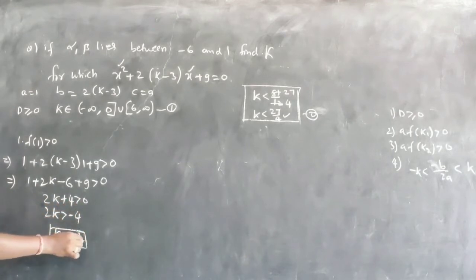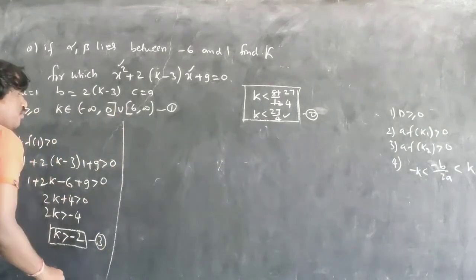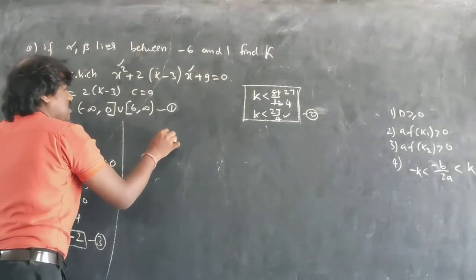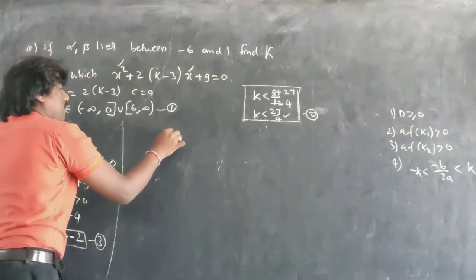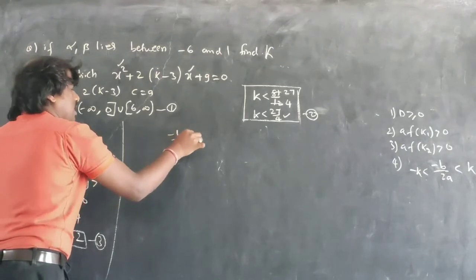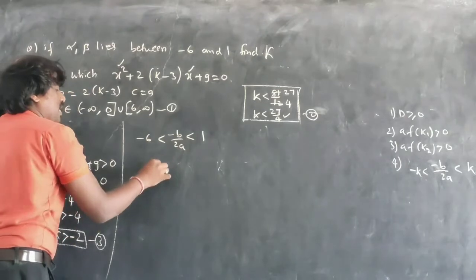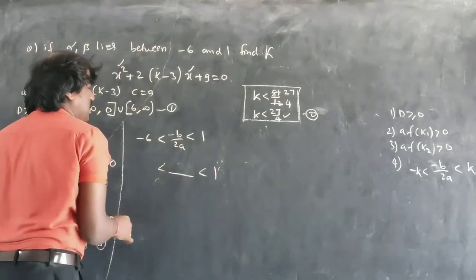This is what I am getting, option 3. Now go for case number 4. What is case number 4 here? Case number 4 is: minus b by 2a lies between minus 6 and plus 1. So what is minus b by a?